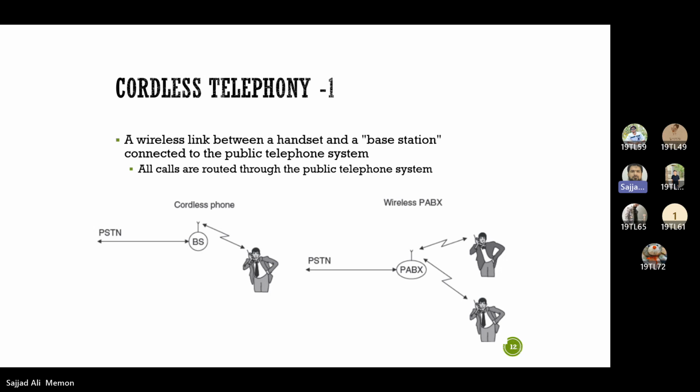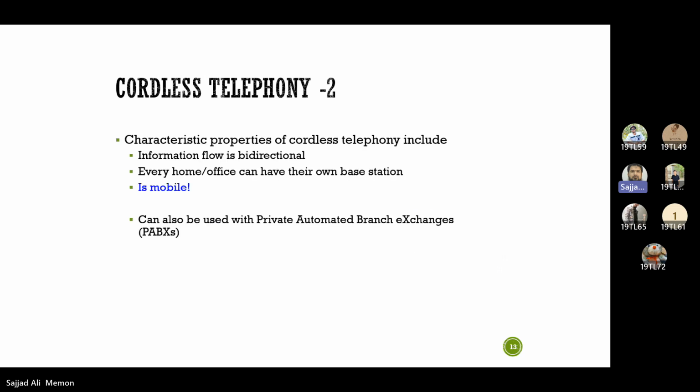But nowadays we have mobile phones, cellular communication or cellular telephony is available in every corner of this country. So that's why cordless telephony is no more popular in our country. Its characteristic properties include that information flow is bidirectional. Every home or office can have their own base station. It is mobile, and can also be used with a private automated branch exchange. These were the advantages when it was very popular. This was very popular when we didn't have cellular communication, but now we have it, so it's kind of a replacement.